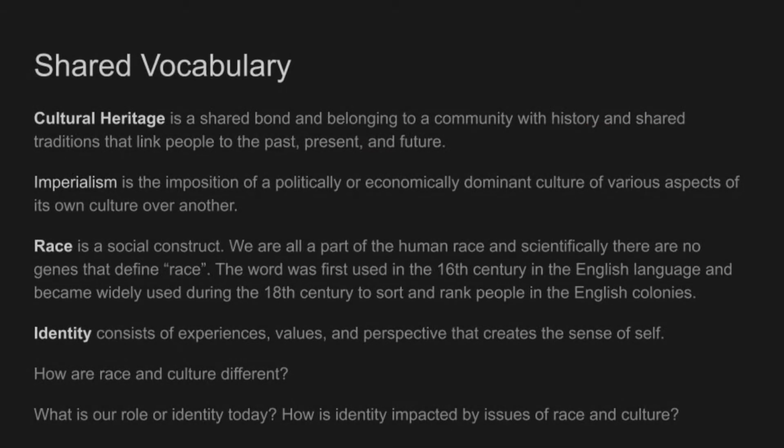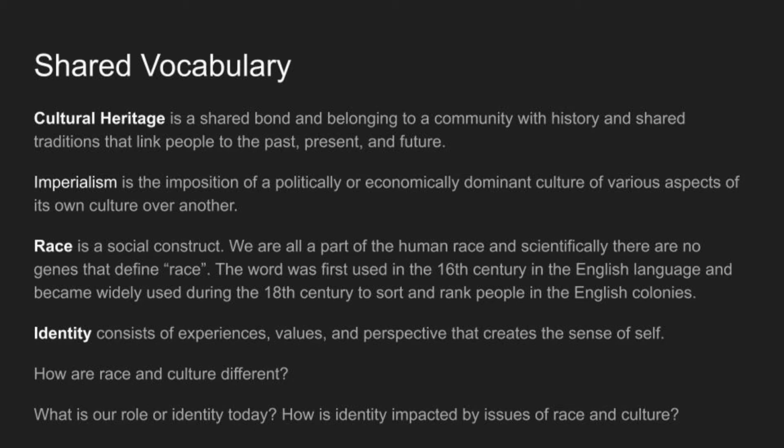There's some shared vocabulary that I want to go over with you so that we all have the same foundation and background knowledge. The first is cultural heritage. It's often confused with race, but cultural heritage is a shared bond and belonging to a community with history and shared traditions that link people to the past, present, and future. Think of cultures like art and food and many different traditions which we share and pass down from generation to generation. Oh, and also language as well.